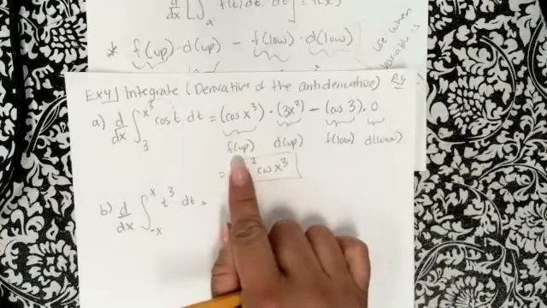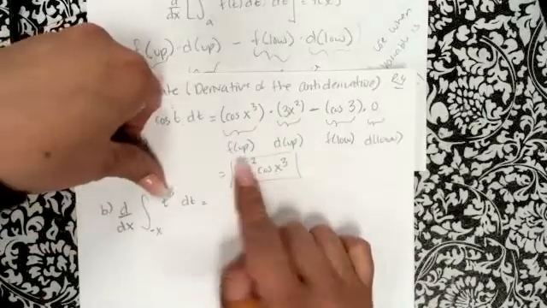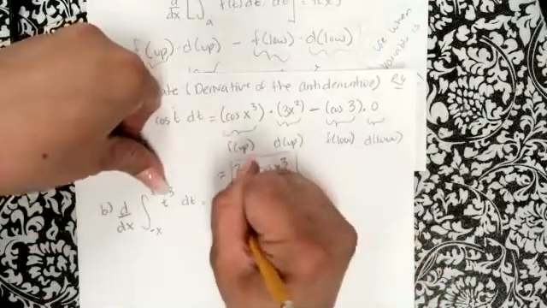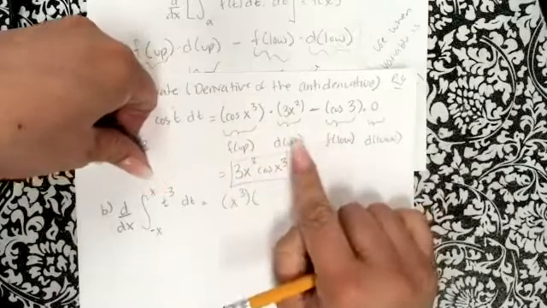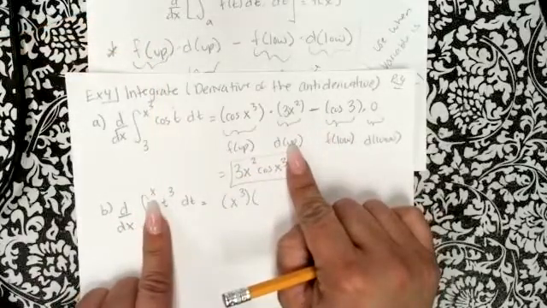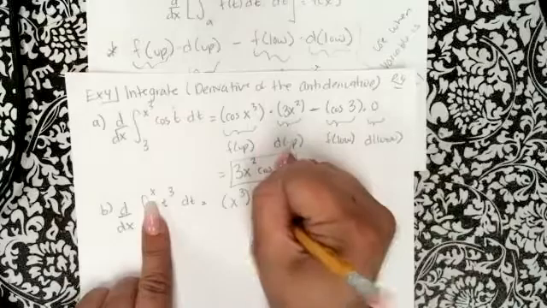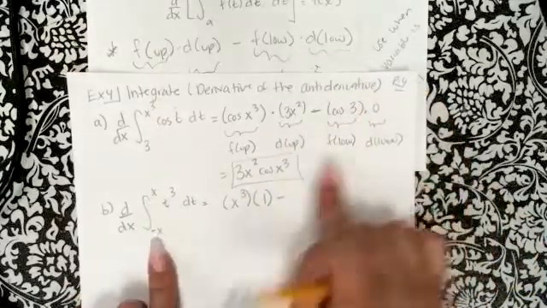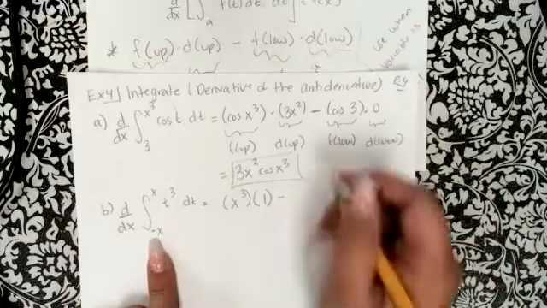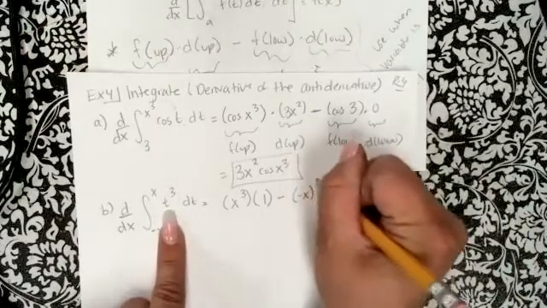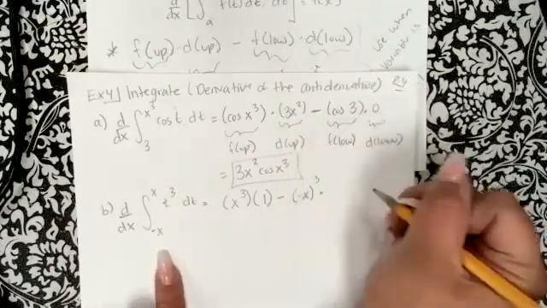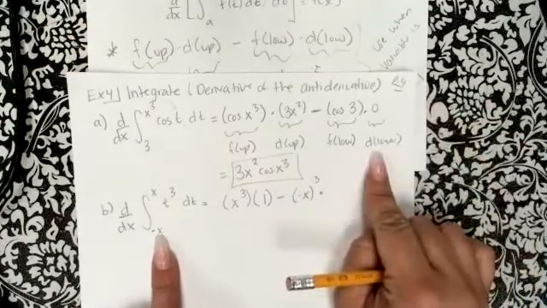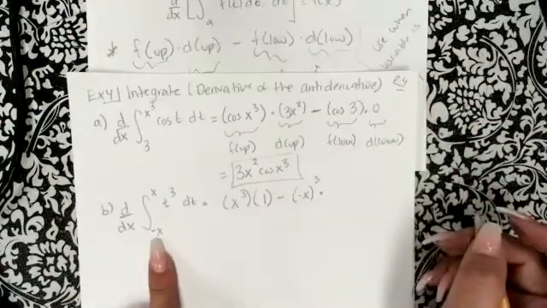So fup, I'm going to plug the upper bound into the function. So this is going to be an x cubed. Dup means take the derivative of the upper. The derivative of x is a 1. Minus flow, you plug the lower bound into the function. So that's going to be a negative x to the 3rd power. And then dlow means the derivative of the bottom bound, which is a negative 1.